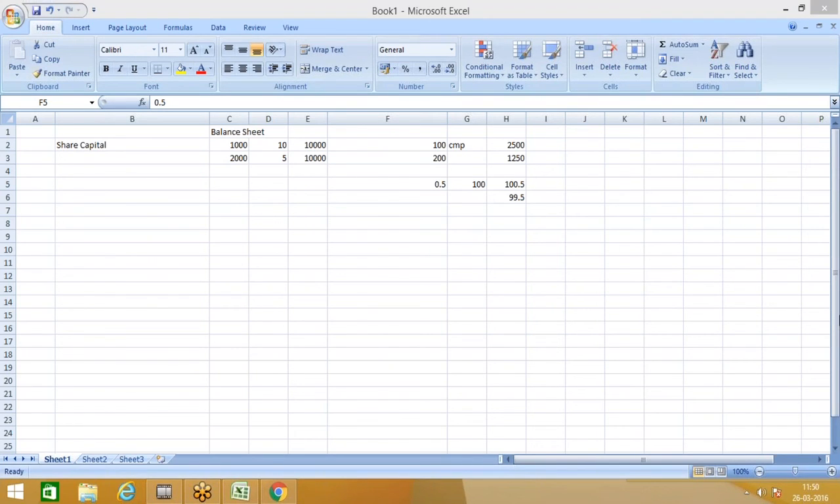Prashant, there is no ideal shareholding pattern. It differs from case to case.